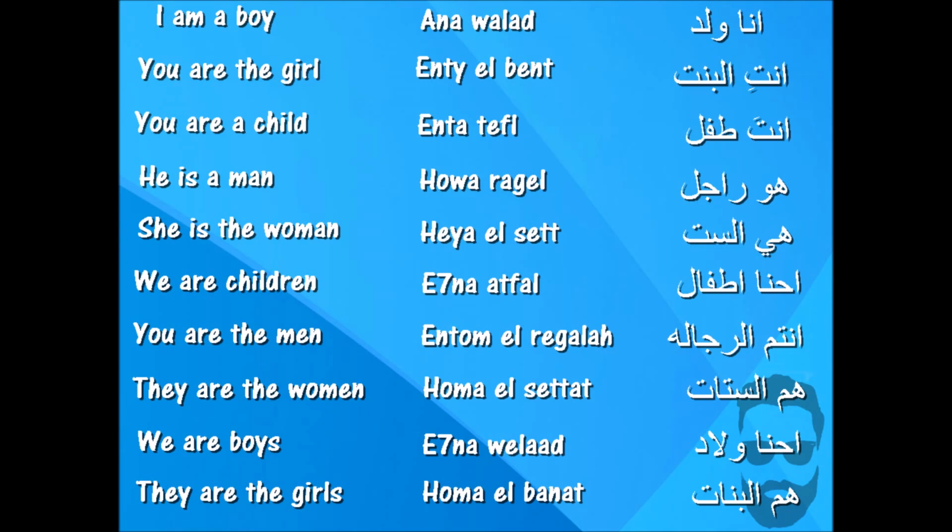And now for the explanation. First thing, let's talk about verb to be. Now, as I said, it doesn't exist in the present tense, and what I mean by that is you don't have to say anything. So, let's take the first example. I am a boy. All you have to say is I, boy, and that means I am a boy.